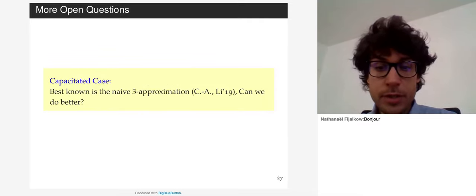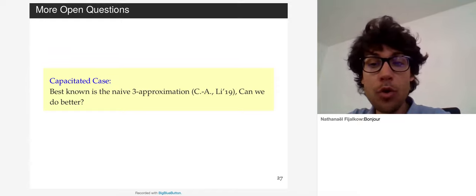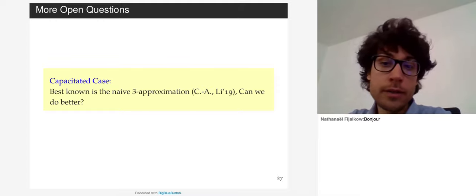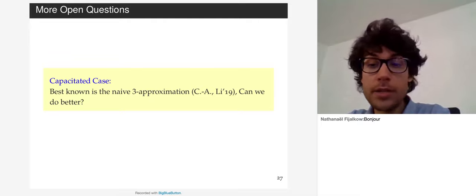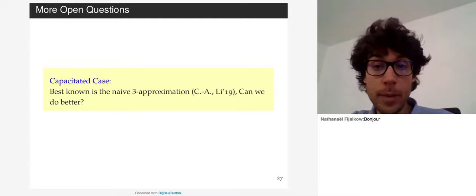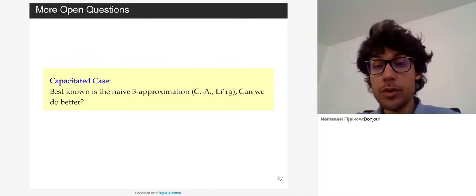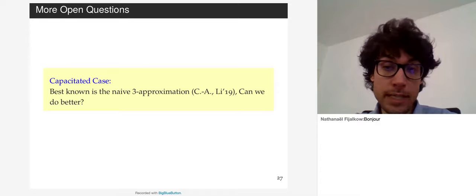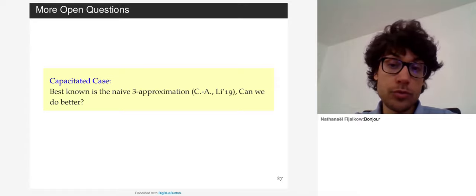And now I'll finish with a few open questions. For the capacitated case, where each cluster can have at most some fixed number of points assigned to it, some parameter U, you can't assign more than U points to each cluster. What we showed last year with Jason is that you can get the core set for capacitated as well, so the first step is okay. We stop at the second step because we don't know how to do the submodular optimization on top of it, because now we have capacities and it looks like the function is not submodular anymore. So it's not clear how to do that.